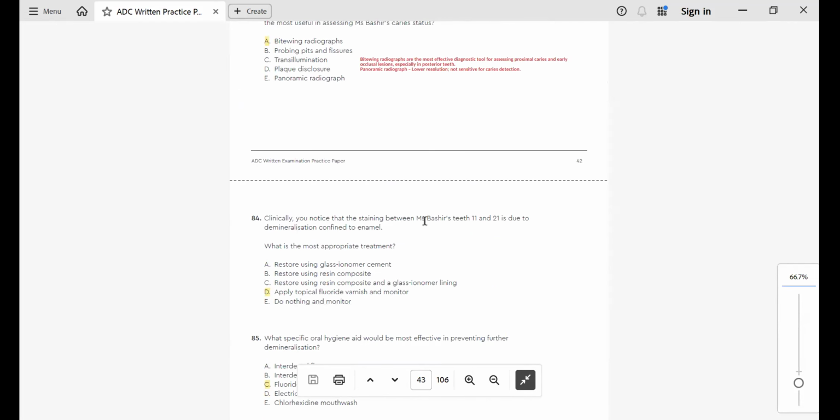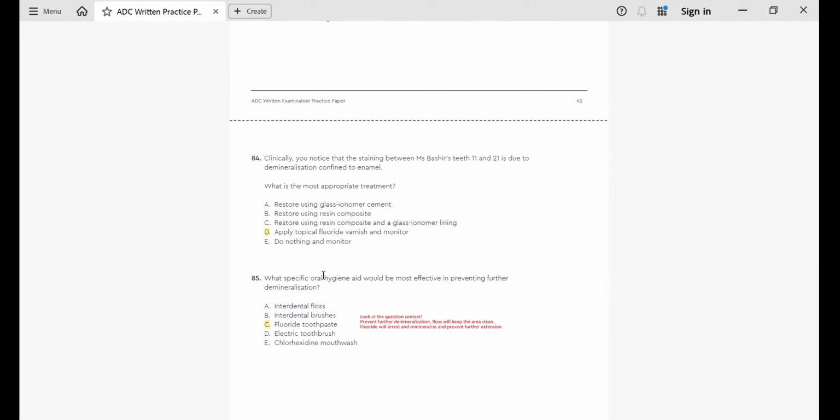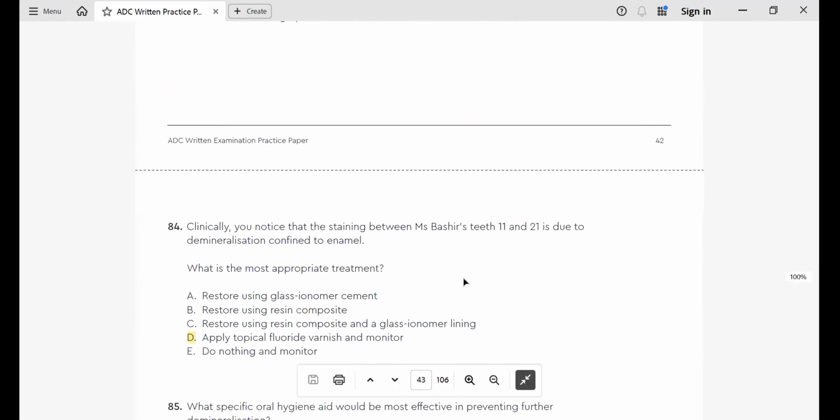Clinically, you notice staining between Miss Bashir's teeth 11 and 21 due to demineralization confined to enamel. What is the most appropriate treatment? Apply topical fluoride, moderate sugar intake, and monitor. Fluoride toothpaste prevents further demineralization. Now this is interesting as well. I think I have mentioned something here.